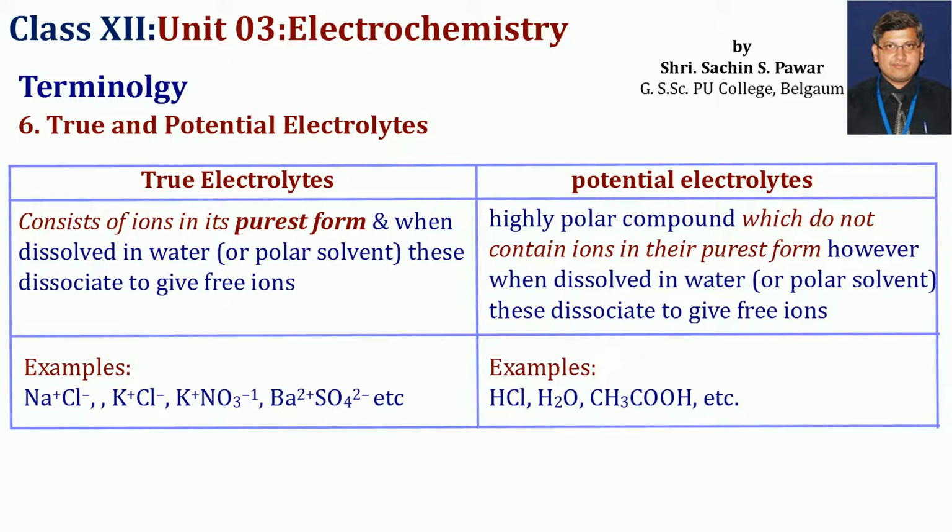For example, if you take an example of a true electrolyte as sodium chloride, the pure form of sodium chloride is solid sodium chloride, and you know in solid sodium chloride the Na+ and Cl- ions exist. So in the purest state also we have ions. Whereas if you take an example of a potential electrolyte, say HCl, in purest form HCl is a gas, and there are no charges on H and Cl. However, the moment you put it in the water, it will ionize into H+ and Cl- ions.